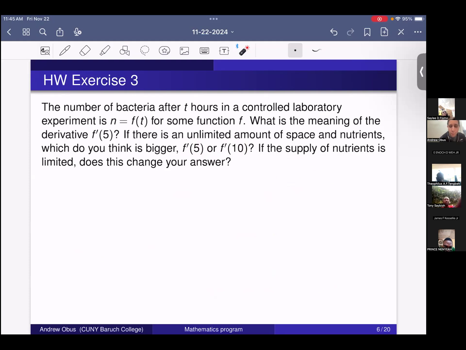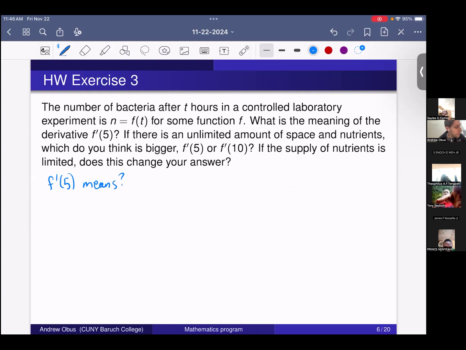Okay, so this question is a bit more open-ended, right? So let's look at the first question. What does F prime of 5 mean? Remember, we talked about derivatives last time corresponding to rates of change, right? So can anybody give an explanation of what F prime of 5 means in this situation?